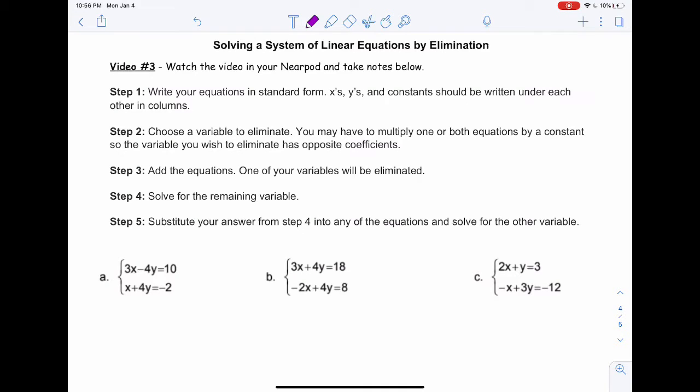Everyone, today's lesson is about solving a system of linear equations by elimination. We are going to follow these 5 steps here. Please pause the video and check out these steps.